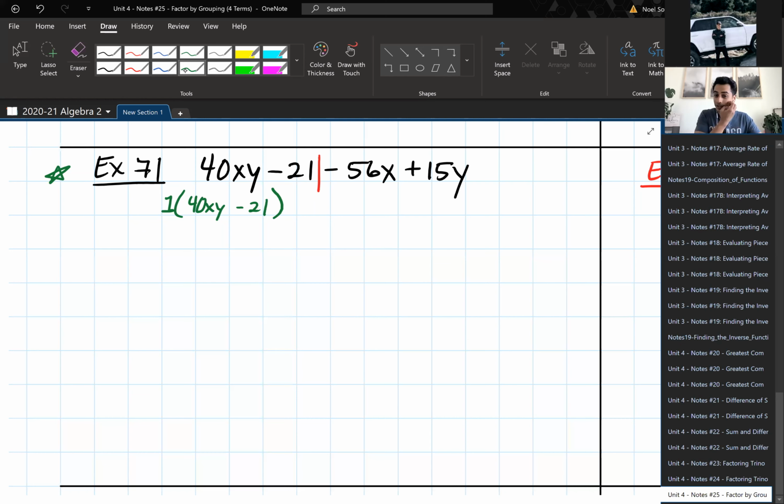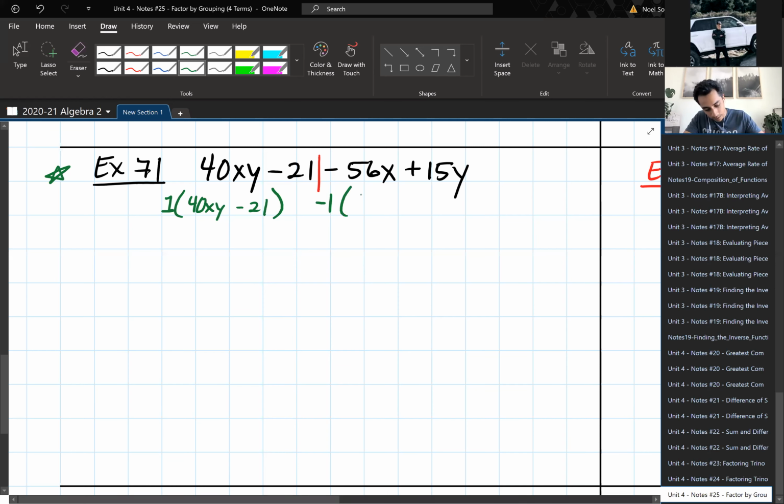Yeah, maybe just negative 1, right? 15 is divisible by 5 and 3 only. 56, 28, 7, 8, right? Doesn't look like they have common factors either, right? So we factor out a negative 1 and you're just left with positive 56x minus 15y. All right, what's the problem?